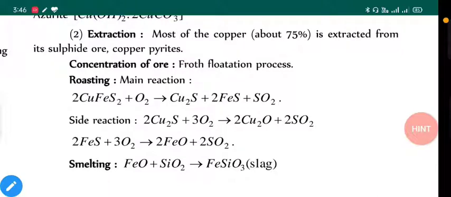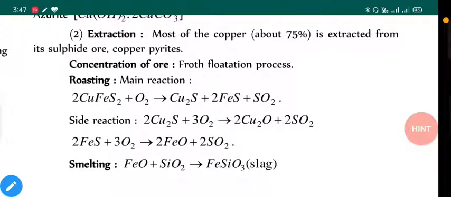Then we have the roasting reaction, in which the main reaction is CuFeS2 and O2 converting into Cu2S and FeS. That means the impurity of Fe will be removed as FeS. In a side reaction, Cu2S and O2 generate Cu2O, the oxide of copper. In this case we have two different oxidation states of copper, +2 and +1. The lower oxidation state is called cuprous and the higher oxidation state is called cupric. So Cu+ is cuprous and Cu2+ is cupric.